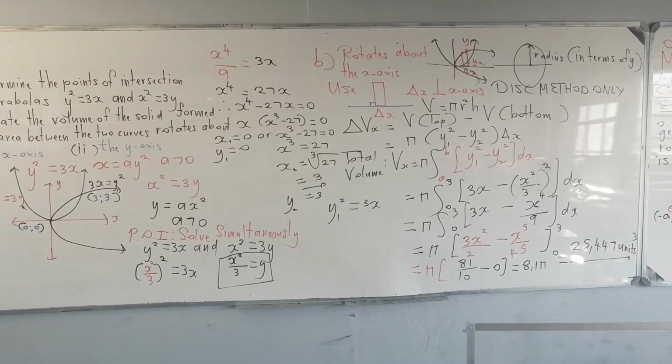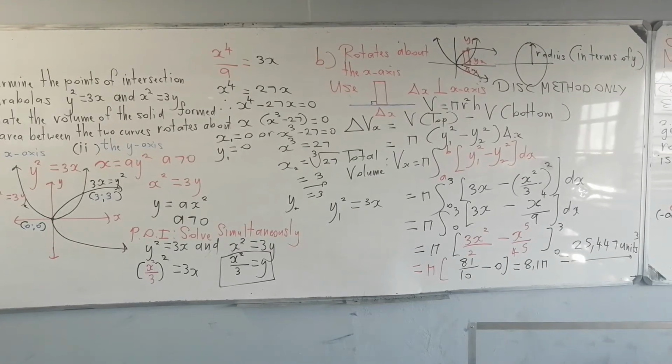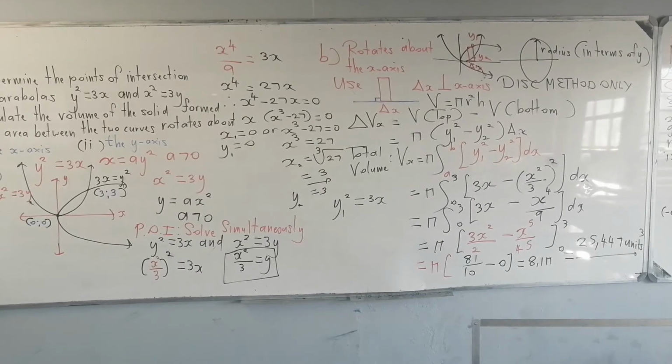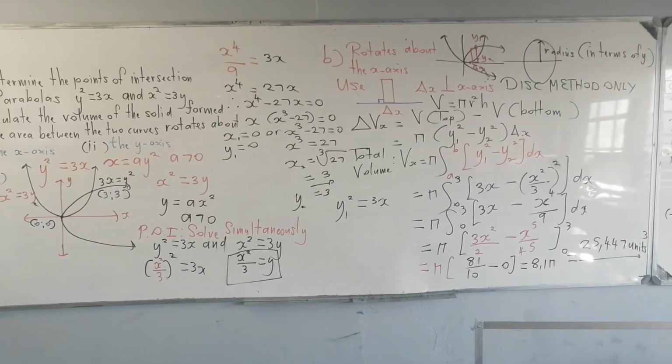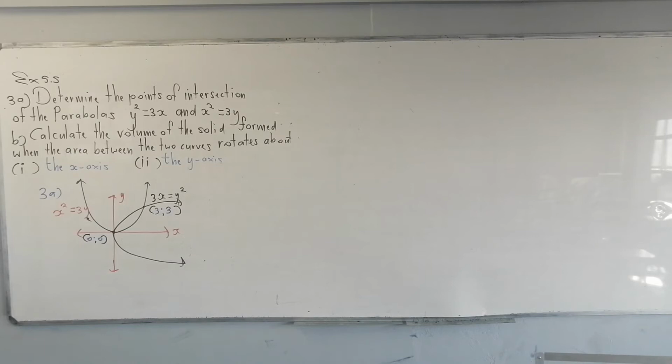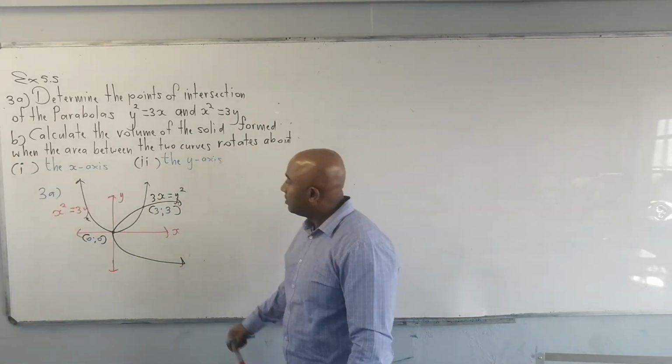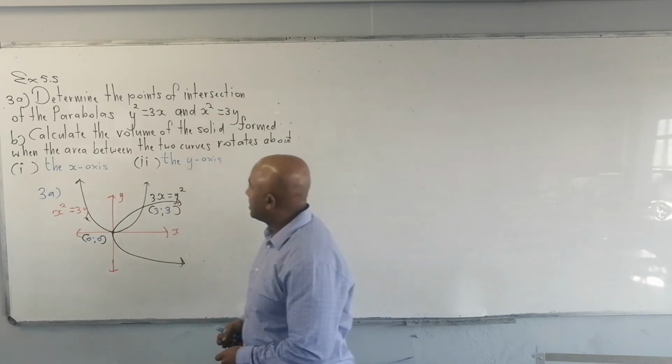Right, so that's 25,447 units to the power 3. Now we will deal with the y-axis. Right, so we're done with the x-axis. Now let's deal with the y-axis.